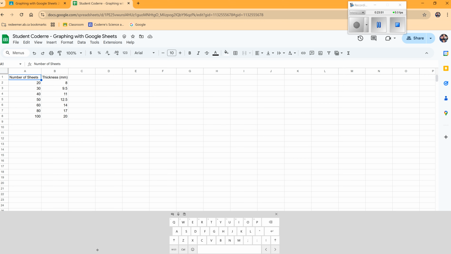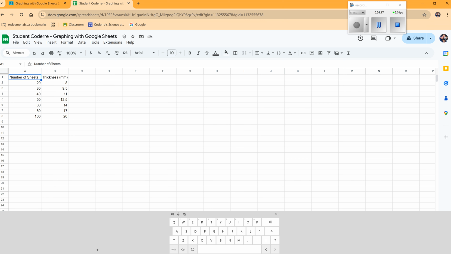So that made pages the manipulated variable. Thickness responds to that. The more pages a book has, the thicker it's going to be. Everybody okay with that idea? So which axis should number of sheets go on? It should go on the x-axis. It's the manipulated variable. Books get thicker with more pages or more sheets.